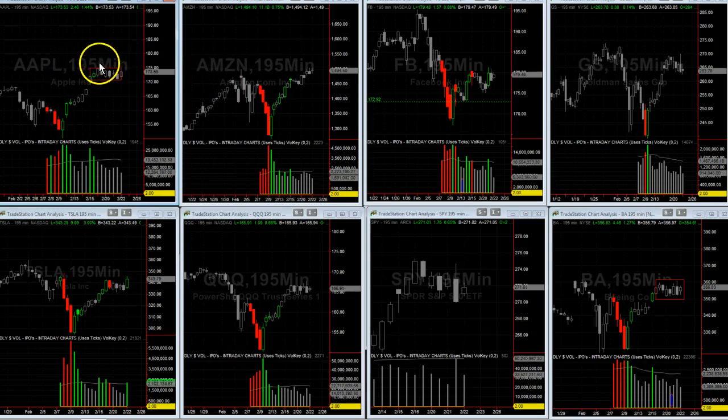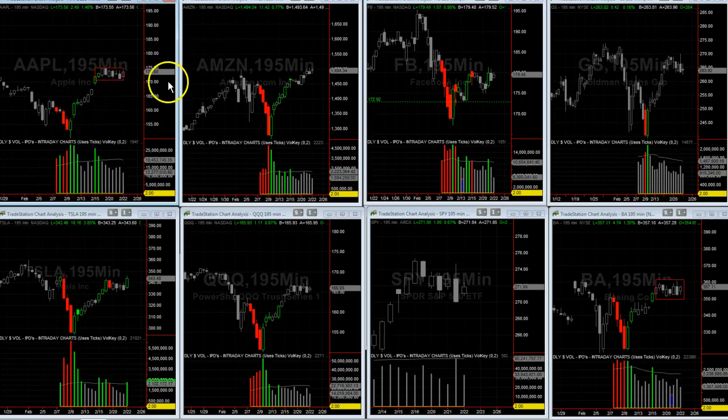First off, 195 minutes is half of an entire day's session. So 2 bars makes up an entire day. So it is about 11 o'clock in the morning here on Thursday. Here's the opening bar for Apple. Here's why I like to use this chart, guys. It takes true institutional buying power here to make moves on a 195-minute chart.